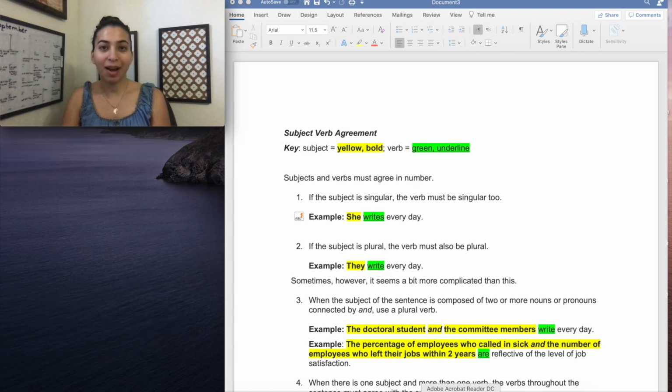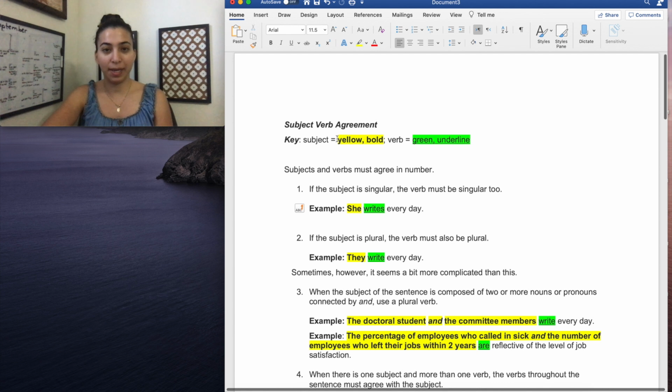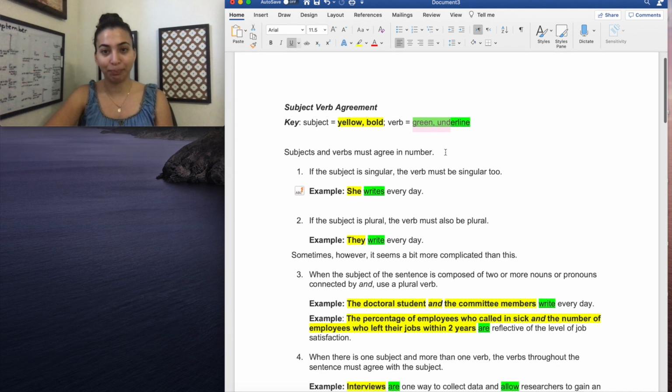We're going to be talking about subject-verb agreement. And what it is, is that whatever the pronoun or the noun is, the verb has to be conjugated correctly with that noun or pronoun. So in this worksheet or note, you're going to see the subject in yellow and bold. And you're going to see the verb in green and underlined.